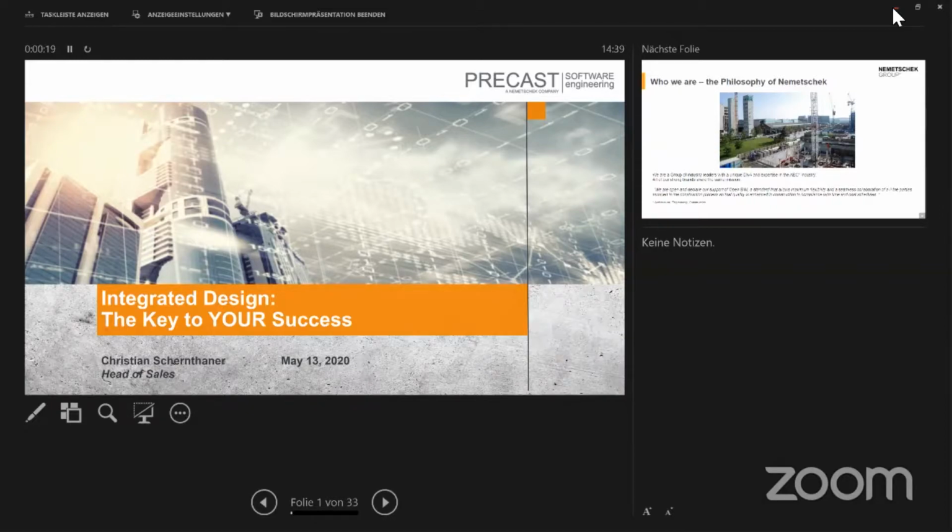The focus is entirely here on the AEC industry. As you can see, what does this mean? This is the architecture, engineering, and construction industry. So this is what we are talking about here and what we are focusing on.